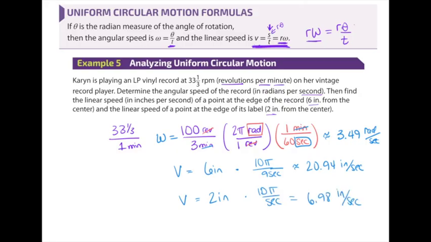So we found our angular speed. 3.49 radians per second is how fast it's moving angularly. 6 inches away from the center, it's moving at 20.94 inches per second. 2 inches away, it's only moving at 6.98 inches per second, which makes sense. The closer you are, the less it's traveling, right? In the same amount of time.